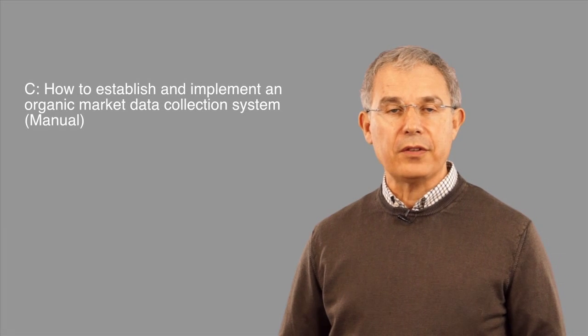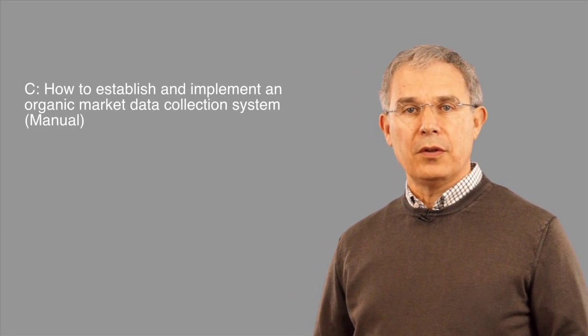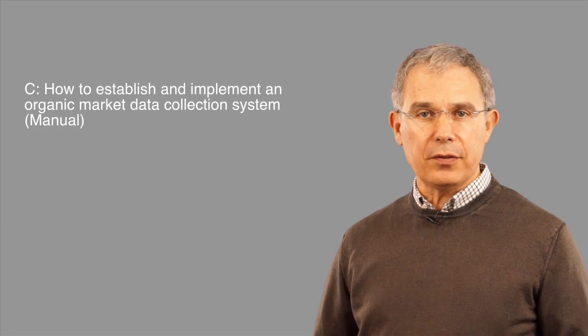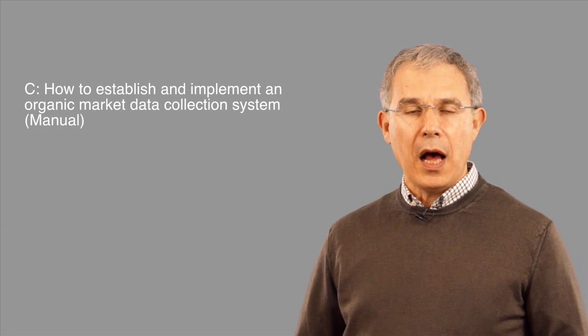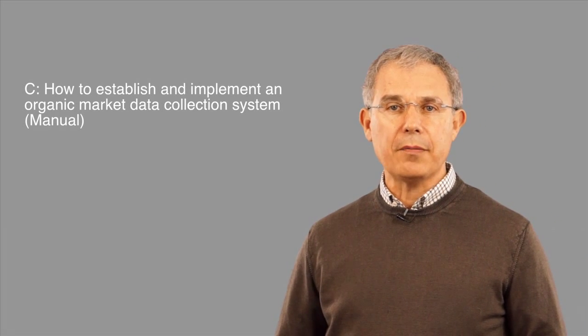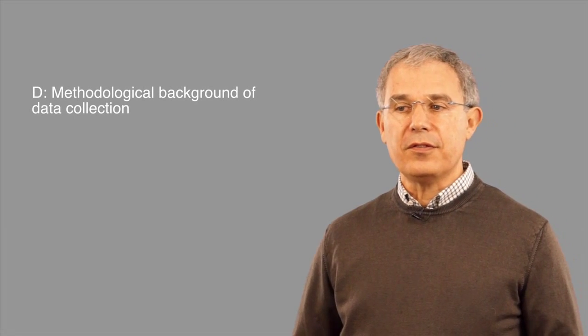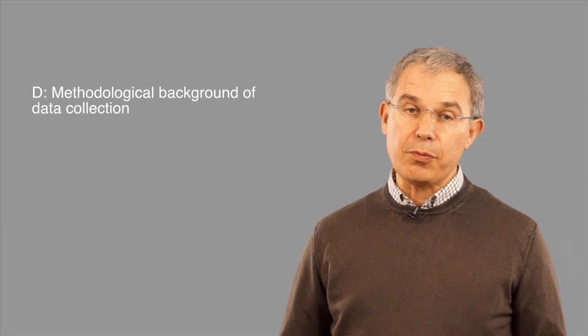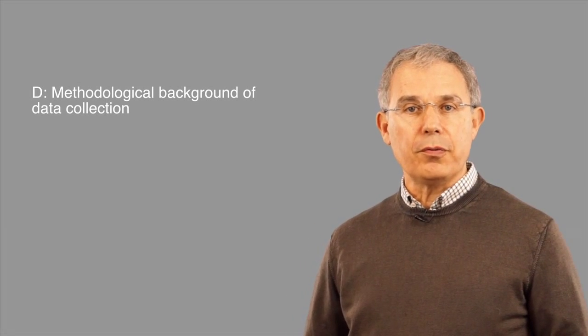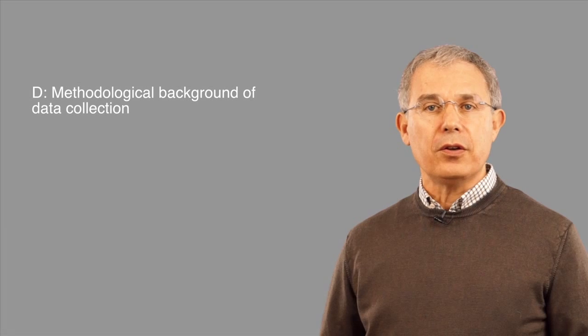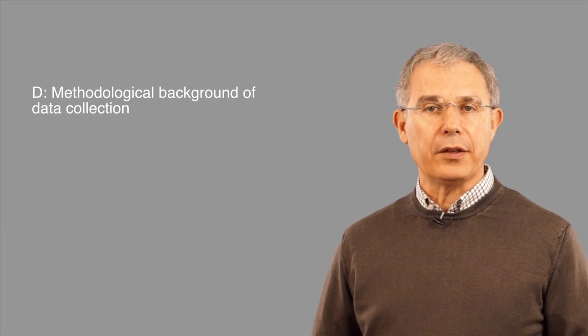Section C is actually the manual, the part where we implement the code of practice and show how, in practice, organic market data can be produced and disseminated. Finally, Section D is an overview of the description of data collection methods and how they could be implemented when collecting organic market data.